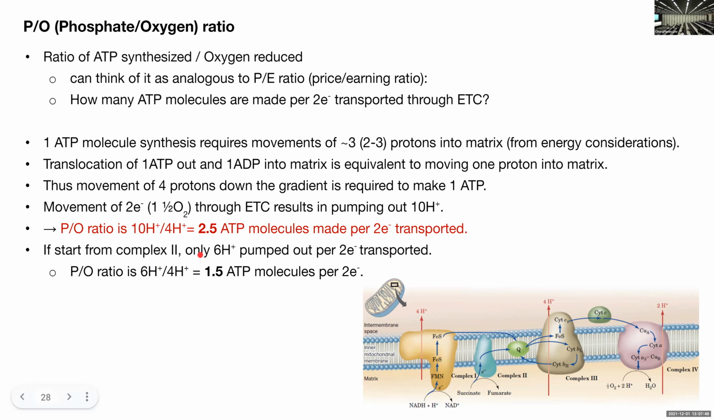But when you think about complex 2, it actually skips complex 1, so it'll only pump out 6 protons, but you still need the 4 protons that get into the matrix to get the 1 ATP. So 6 divided by 4, you're going to get 1.5 ATP, meaning that with NADH, you're going to get 2.5 ATP, but with FADH2, you're going to get only 1.5 ATP. So that's the difference here.